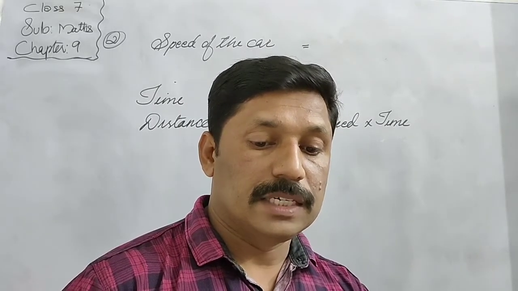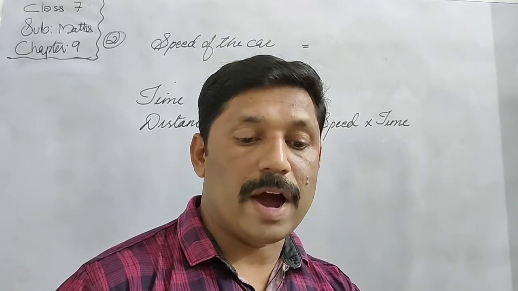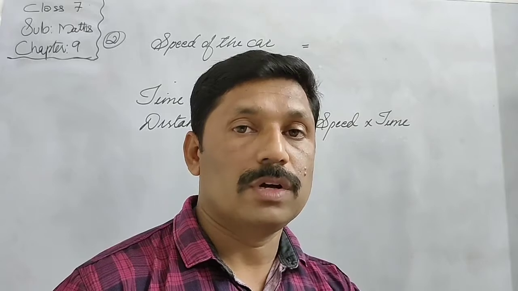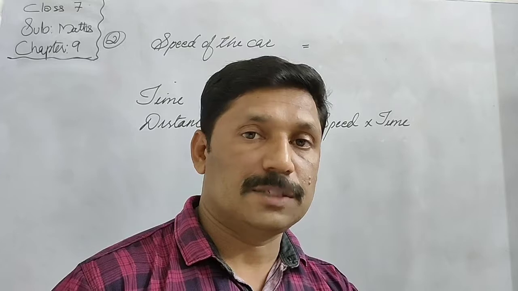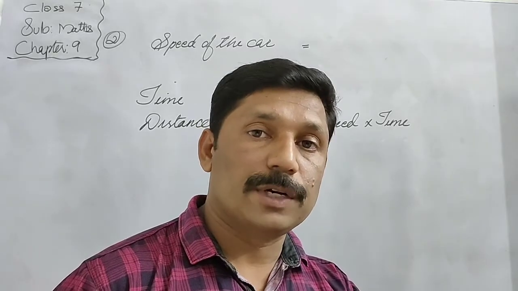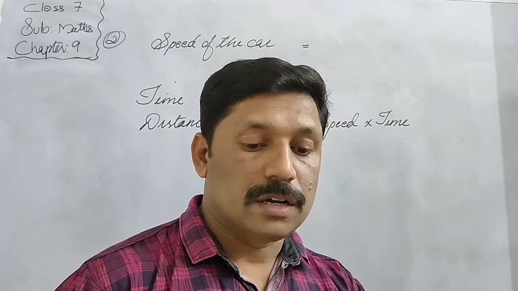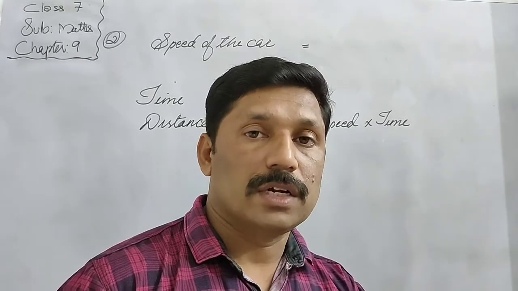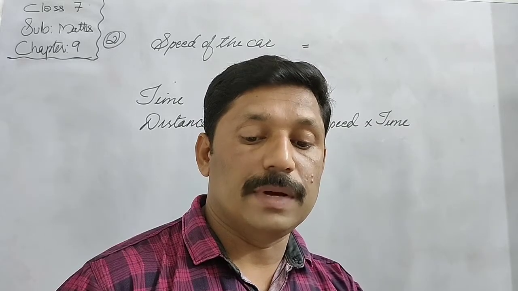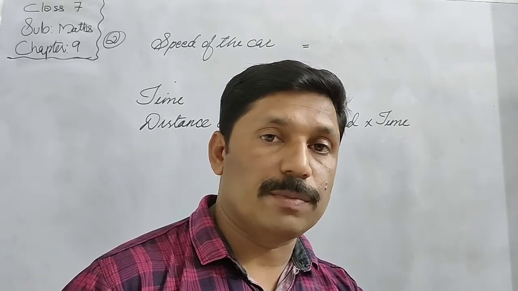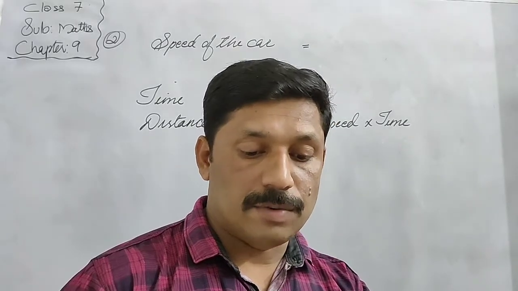Time is given, that is 42 minutes. Find the distance covered in 42 minutes. So here we have to find out the distance covered in 42 minutes. Speed is given in kilometer per hour, and time is given as 42 minutes. So we want to find out the distance. Distance is equal to speed into time, but the time is given in minutes. So we have to change the kilometer per hour into meter per minute, and then we have to solve this.